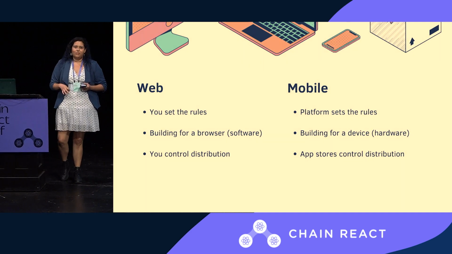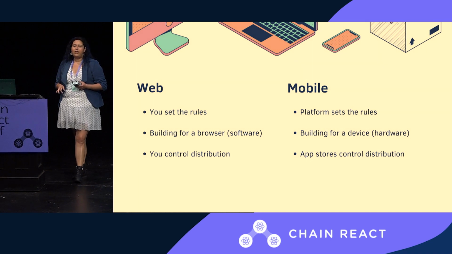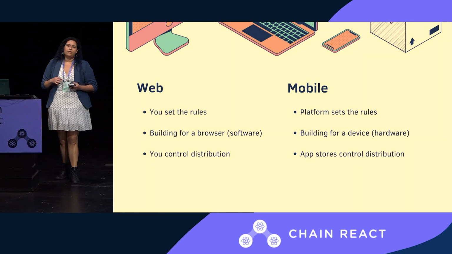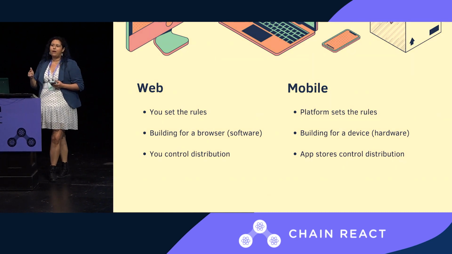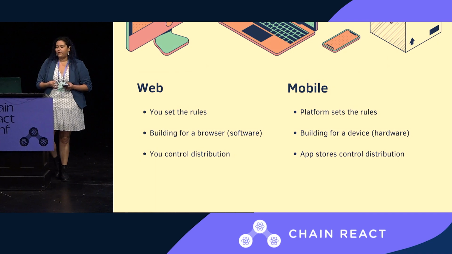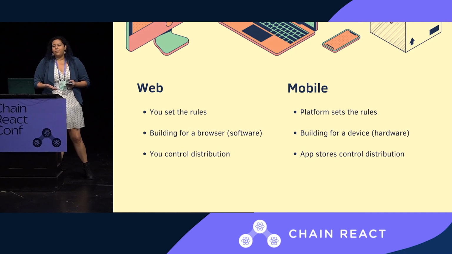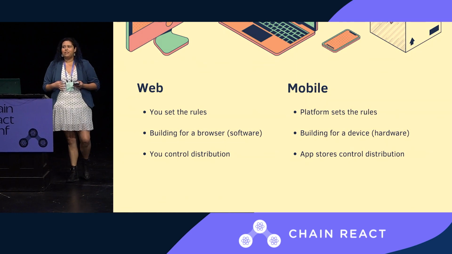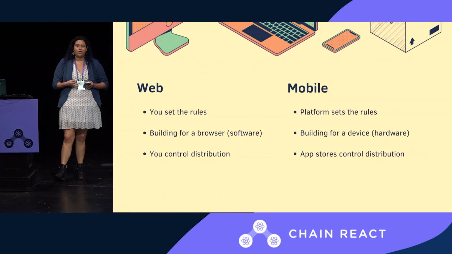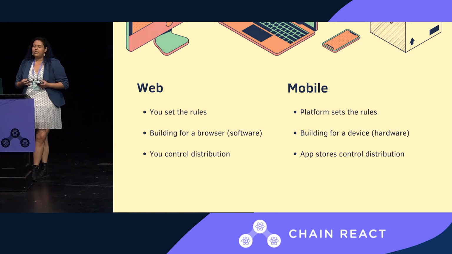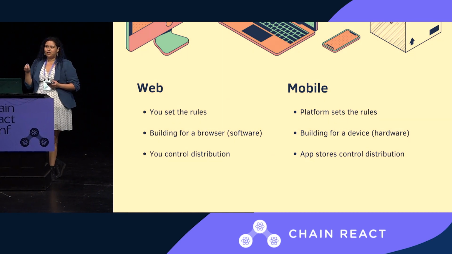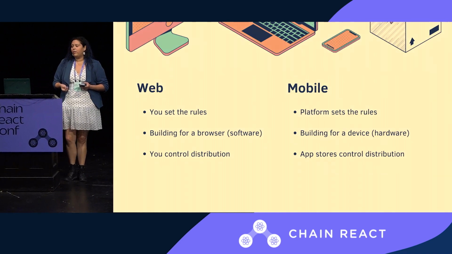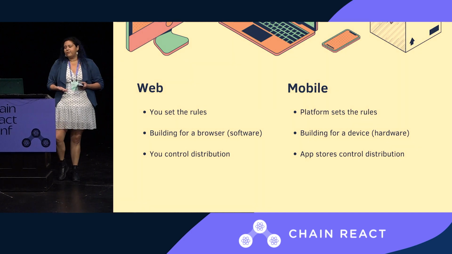For mobile, the platform sets the rules. So if you're developing for iOS, for Android, probably both, you are going to be beholden to specific standards, security requirements, SDK requirements, and processes in order to actually build for those platforms. With web, you're also building for another piece of software. You're building for a browser. Your application is going to be running inside of that browser and running dynamically. For mobile, you're building for hardware. You're building an actual native binary, an executable, that's going to run on a device and interact with that hardware, which makes the build process more complex.